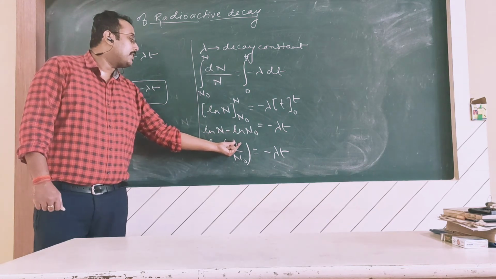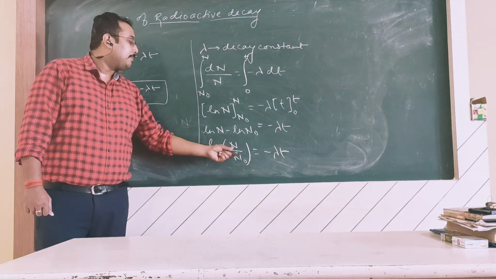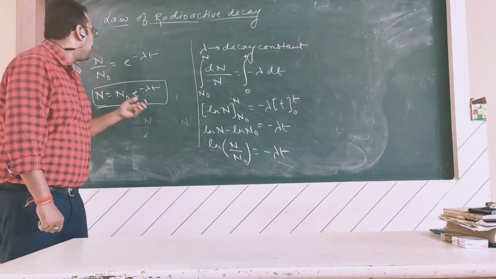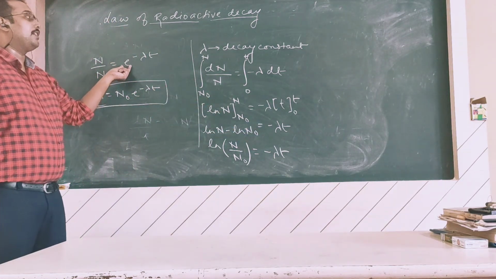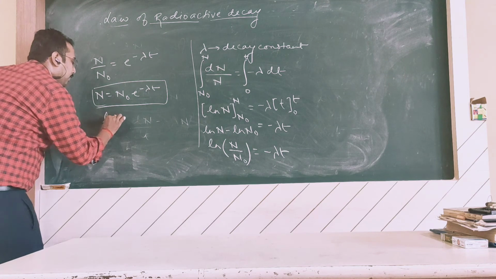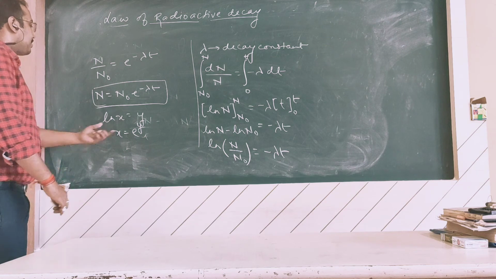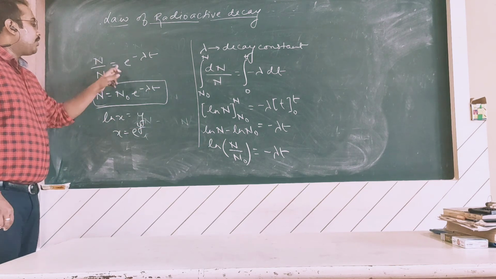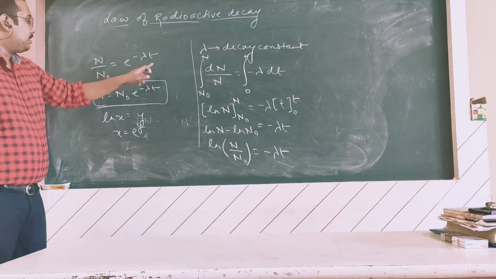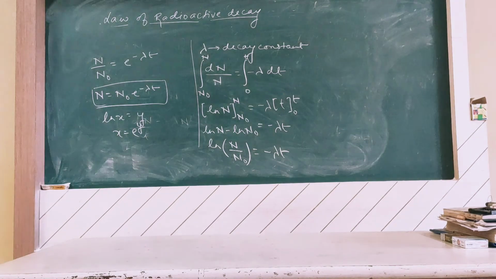Then we have used the property of log: log b minus log a is equal to log b upon a. That is log n upon n0 is equal to minus lambda t. Then for n upon n0, if you put the log on the other side, it will become the exponential function. The property is, if log x is equal to y, then x is equal to e to the power y. This is the property that we have used from this step to this step. So n by n0 is equal to e to the power minus lambda t, and n is equal to n0 e to the power minus lambda t. So this is the required expression for the law of radioactive decay.